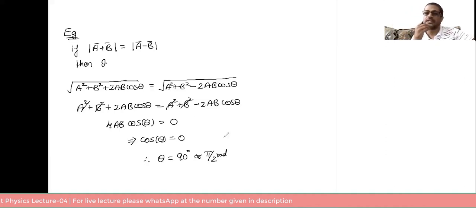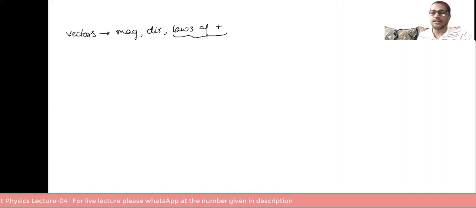Finished? Shall we go to the next one? So what have we done till now? We have seen that vectors are certain important quantities which have magnitude, which have direction, and which follow vector laws of addition. Unless this is also satisfied, you should not say that they are vector quantities. And what are the vector laws of addition? The triangle law, the polygon law, the parallelogram law.